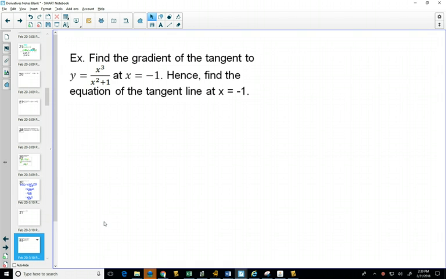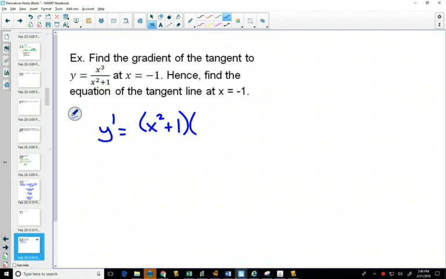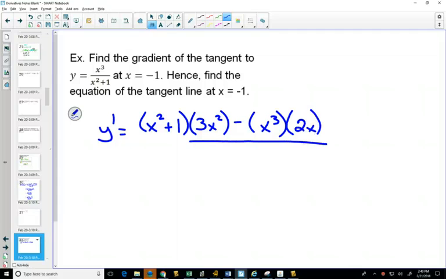So what does this look like? Well, we'll start by finding our derivative. And in this case, it'll be a quotient rule. We'll keep the bottom the same, derivative of the top, subtract, keep the top the same, derivative of the bottom, over the bottom squared. So it ends up being quite a big equation.